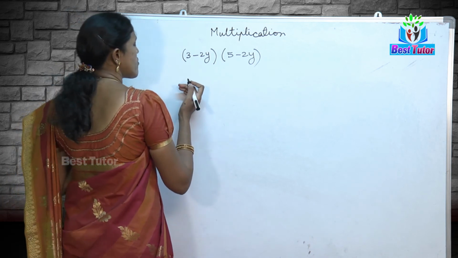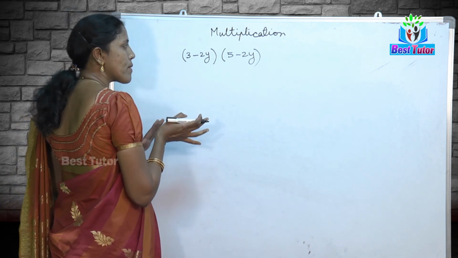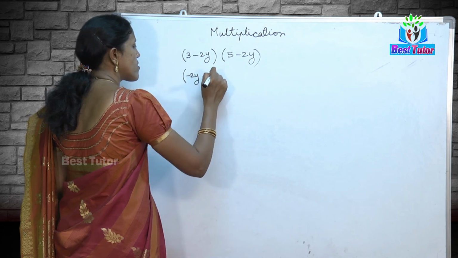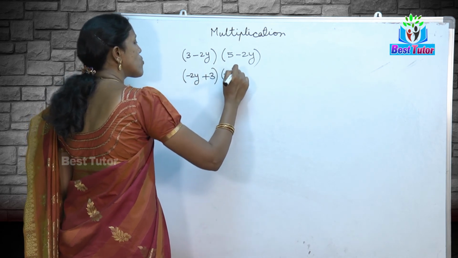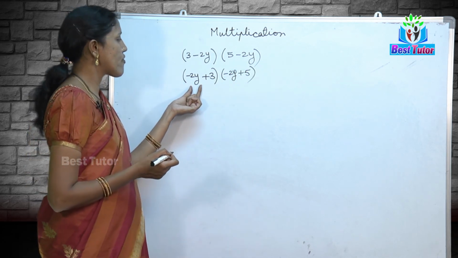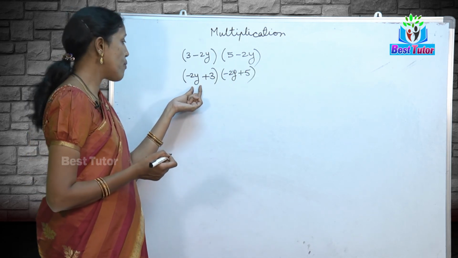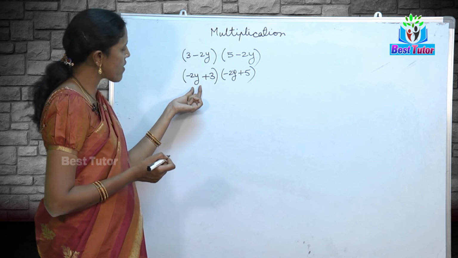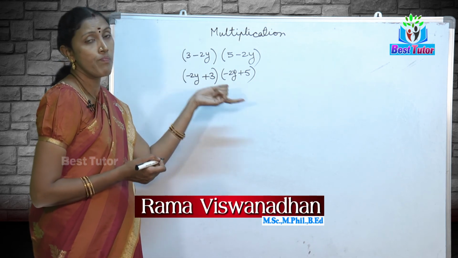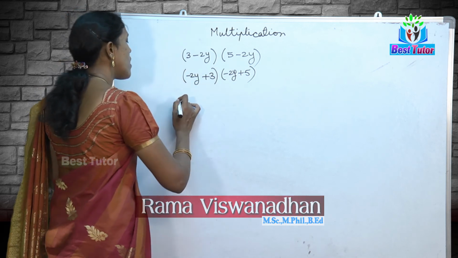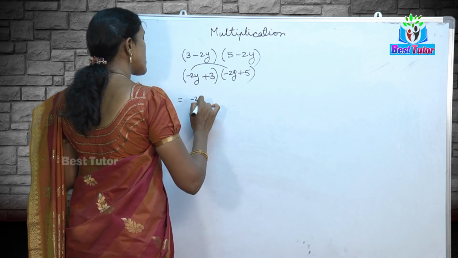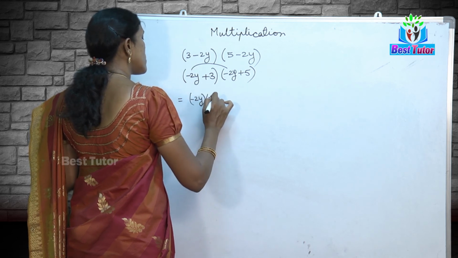Here what is the procedure we are going to follow? Is that formula applicable here? Yes, we can write it as minus 2y plus 3, minus 2y plus 5. Okay, so in place of x we have minus 2y. Now first term of the first binomial is minus 2y, first term of the second binomial also is minus 2y. So comfortably we can apply the formula. What is the formula? Minus 2y into minus 2y. x into x is x square.